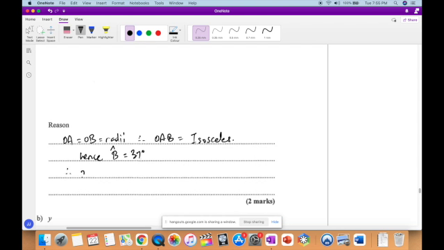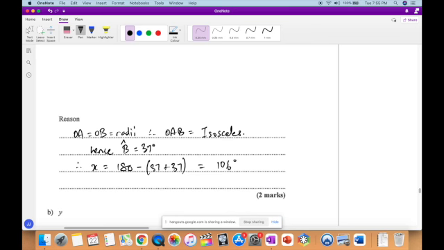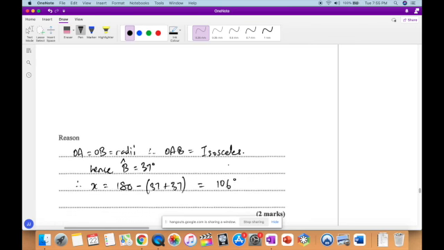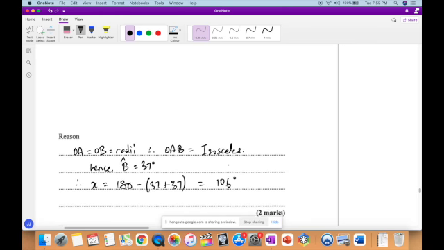Therefore, X is equal to 180 minus 37 plus 37. So 37 plus 37 is 74. 180 minus 74. Thank you very much, Shazzy, for saving me the brain work there. 106 degrees, yes, because my brain is literally squishy right now after 12 hours of hard work, right? So definitely 106 degrees there, and that is pretty okay.